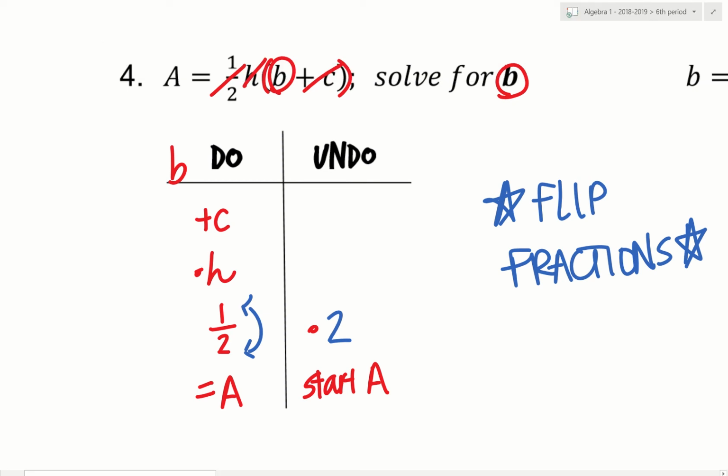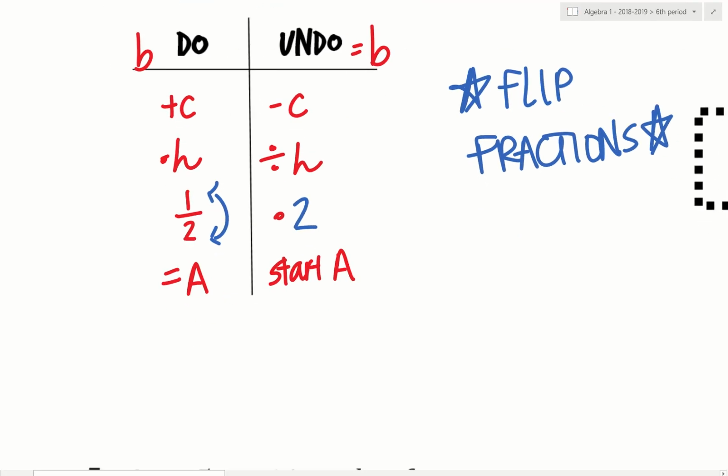Okay. Now, what's the opposite of times H? What's the opposite of plus C? What's the opposite of B? Good. So what is our answer here? Okay. A times 2 over H minus C equals what? B. Now, there is one thing.